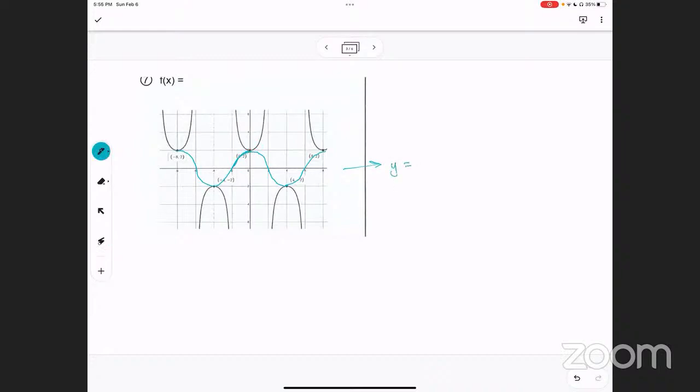So I'm going to write y equals cosine, and now let's fill it in. Well, you can see that the amplitude is what? Normally it would start at 1, but it's starting at 2. So what's the amplitude?